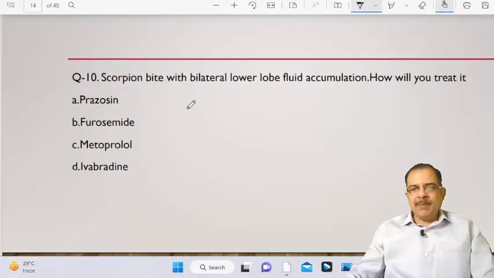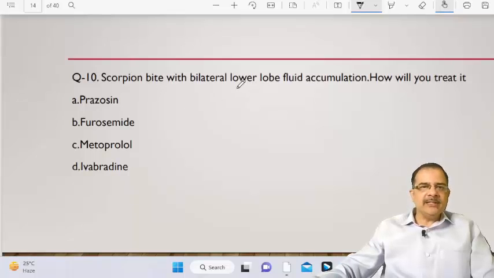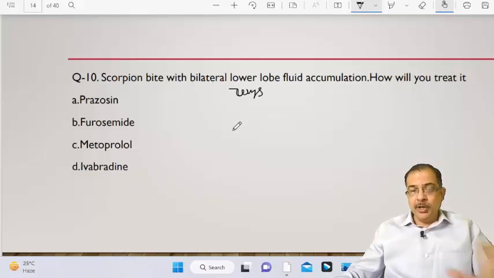Scorpion bite with a bilateral lower lobe fluid accumulation. This is in the lungs that there is pulmonary edema which is being there. How will you treat it? So this is a very tricky question. The students must have marked furosemide as the answer because in thinking that there is a pulmonary edema.